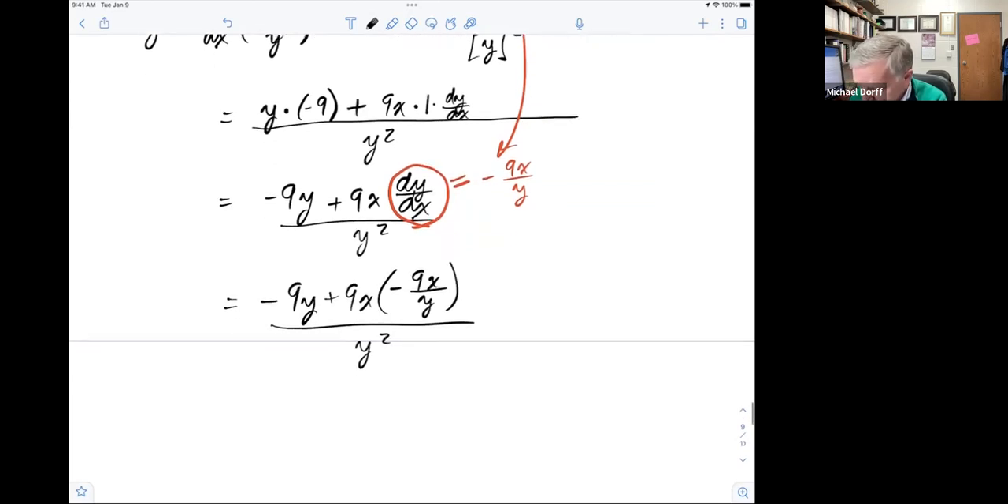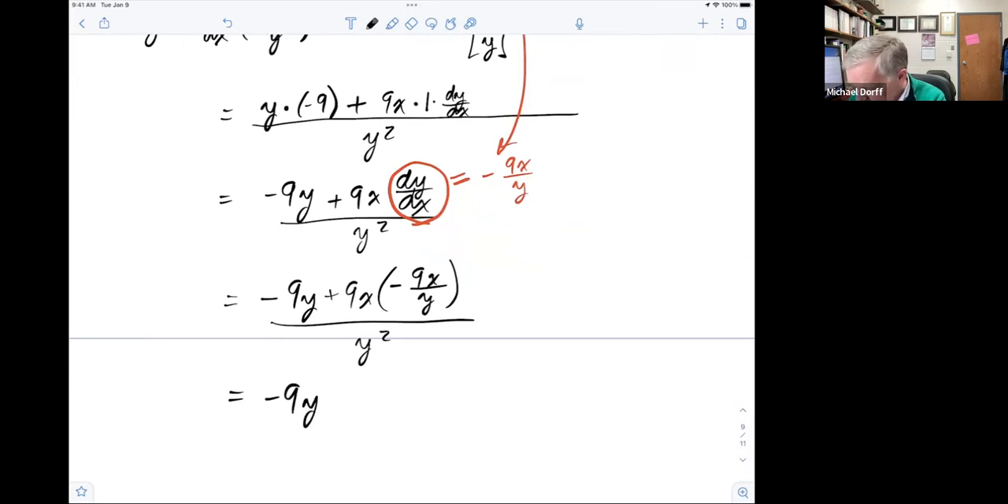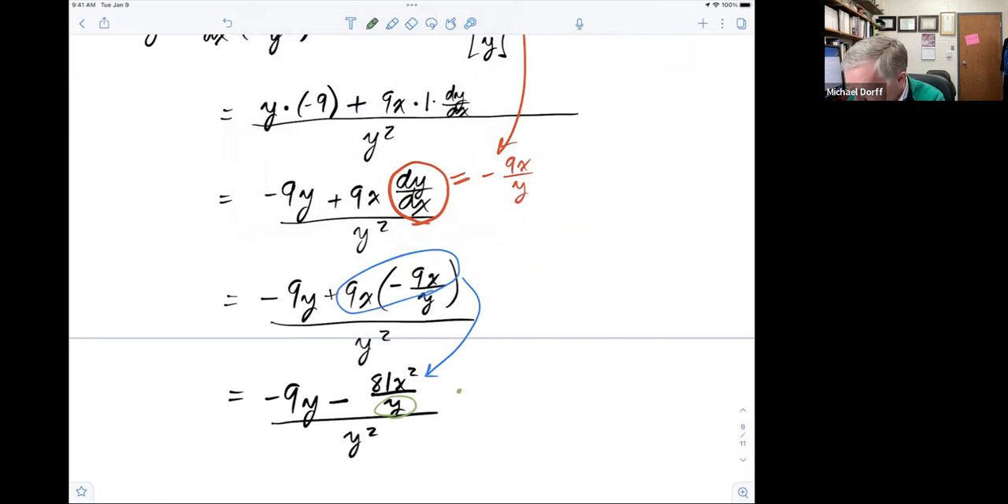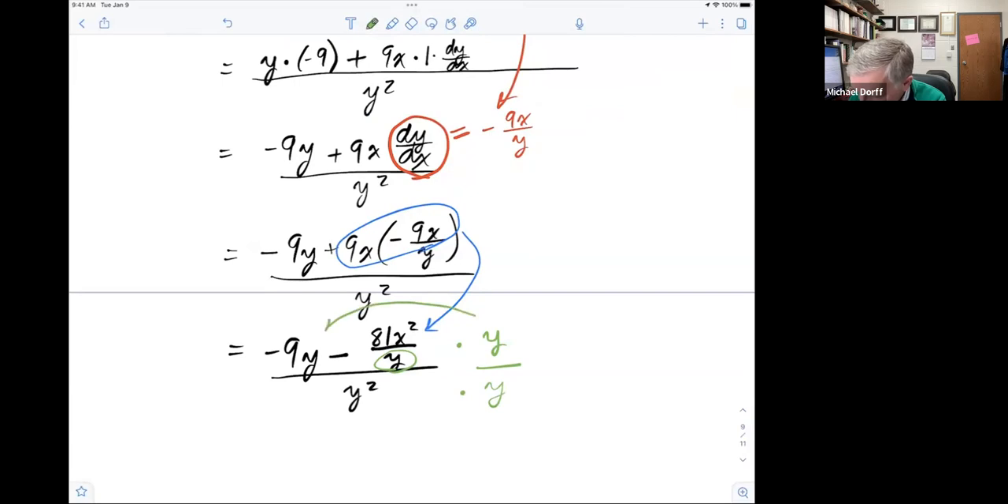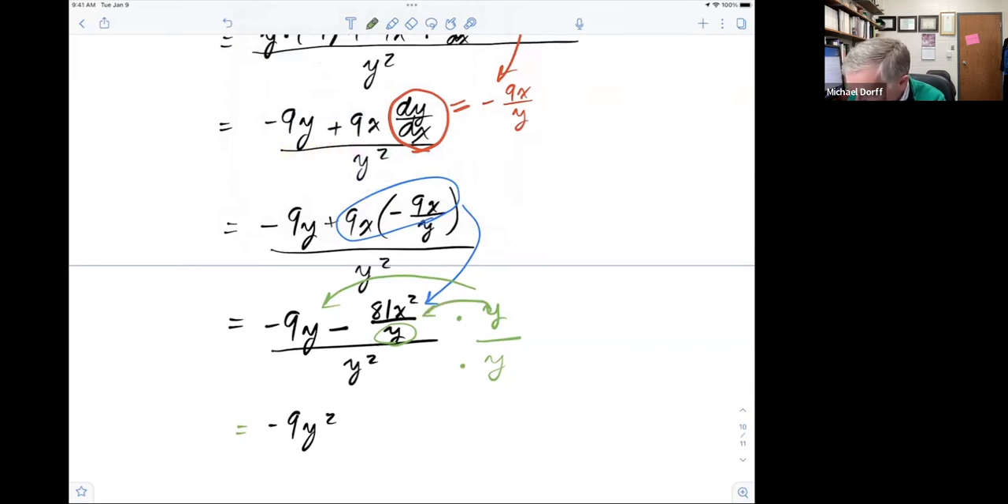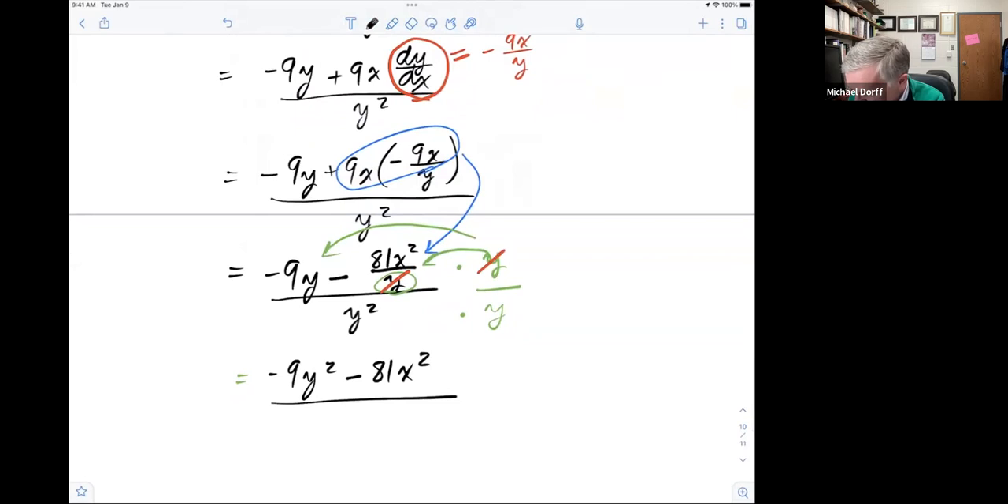Now, we don't like that fraction in the numerator part, so we're going to simplify that. I'm going to get negative 81x squared over y. So I'm first going to multiply these two terms together to get this. Now I want to get rid of that y in the numerator. So how do I do that? I'm going to multiply the top by y and the bottom by y. All right, so when I multiply the top by y, I have y times this, which is going to give me minus 9y squared. And then I have y times this, and when I do that, the y in the denominator and the y here cancel out. And I'm just going to get minus 81x squared. And then in the denominator, I'm going to get a y cubed.